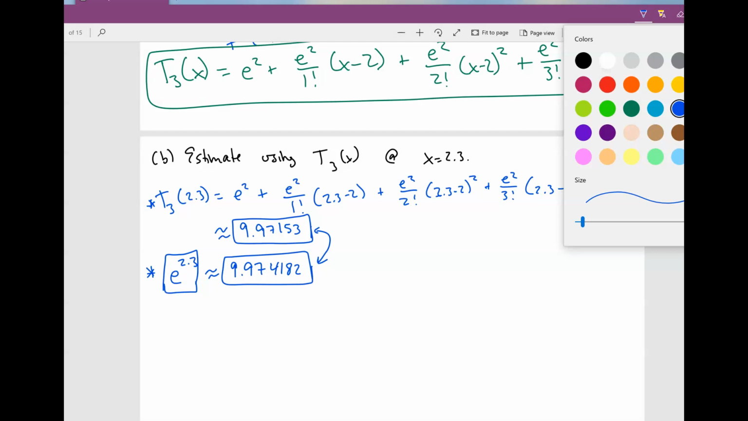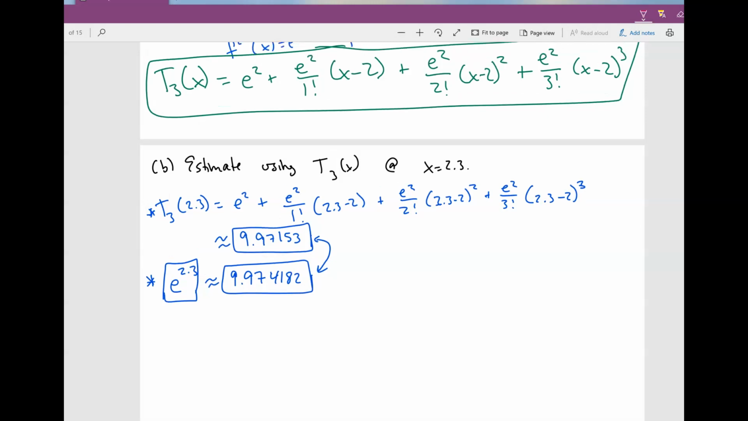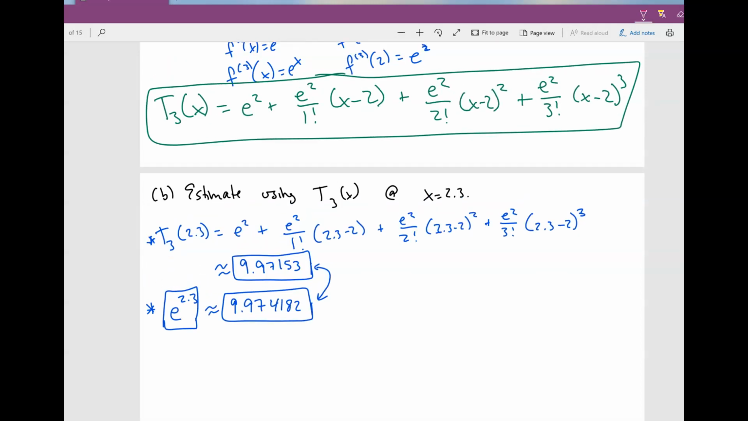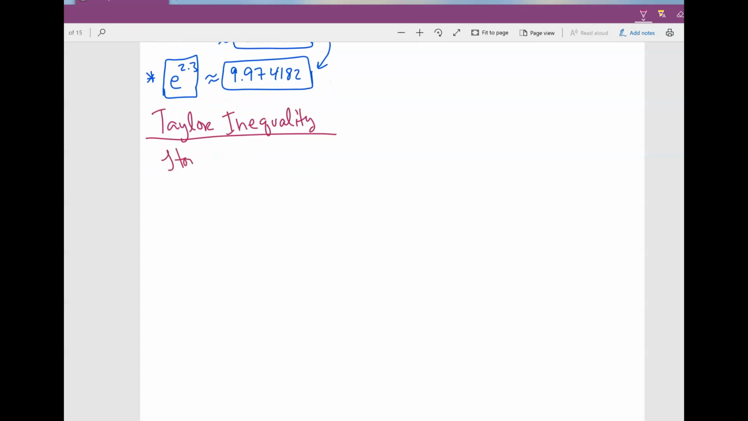What if I were to use this Taylor polynomial to estimate my values? I know that if my degrees keep increasing, I'm going to get a better estimate. But if I decide to just use this third degree polynomial, how is my error going to be affected? The way your error is affected is by something called the Taylor inequality. What the Taylor inequality does is tell you how good your approximation is.